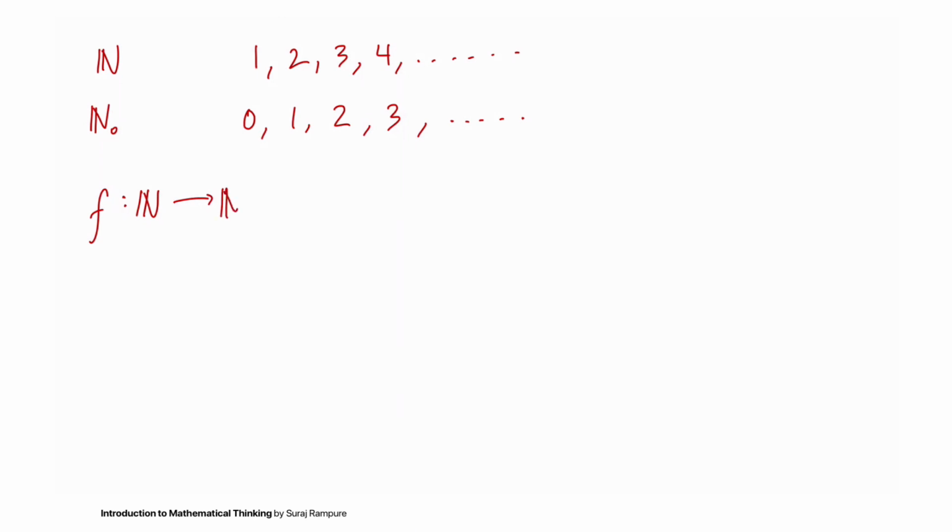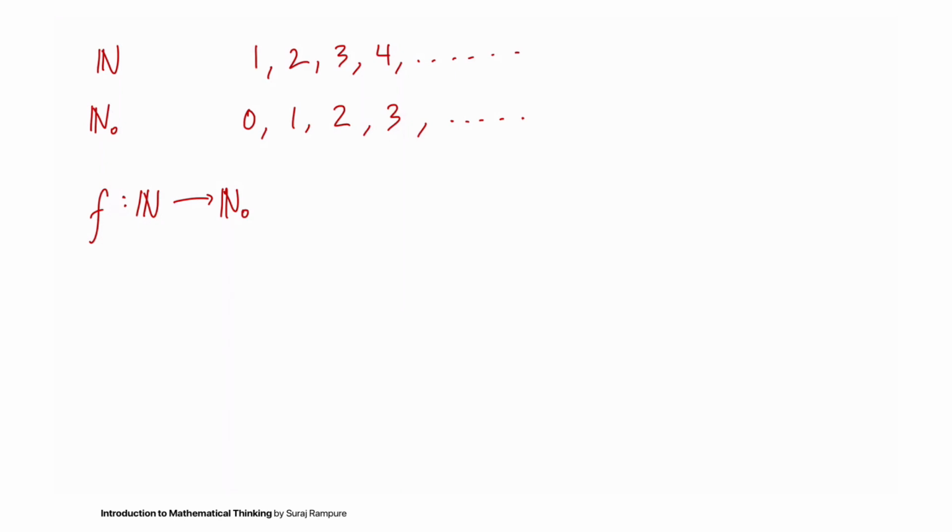So first, let's write out the naturals. We have 1, 2, 3, 4, and so on and so forth. And then let's write out the whole numbers. We have 0, 1, 2, 3, and so on and so forth. And we want some function that will map elements from the naturals to the set of whole numbers. So what function can do this for us?